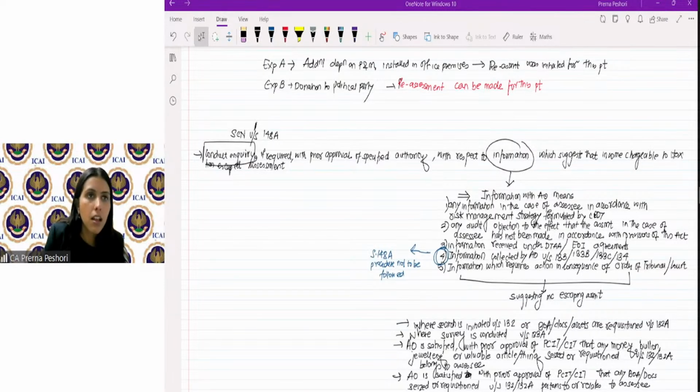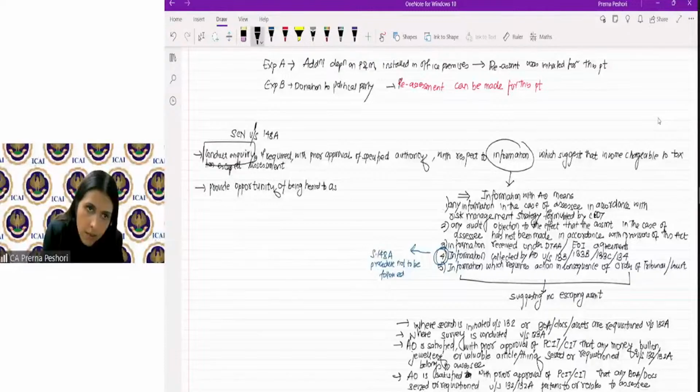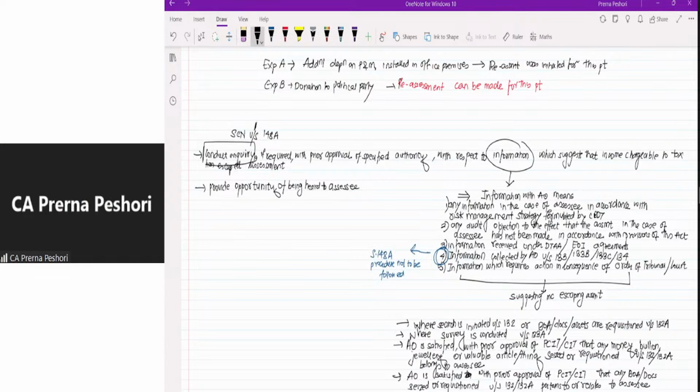Second, provide opportunity of being heard to assessee. Okay. So how will the opportunity of being heard to assessee be given? This will be done by issuing the show cause notice, by serving him the show cause notice.